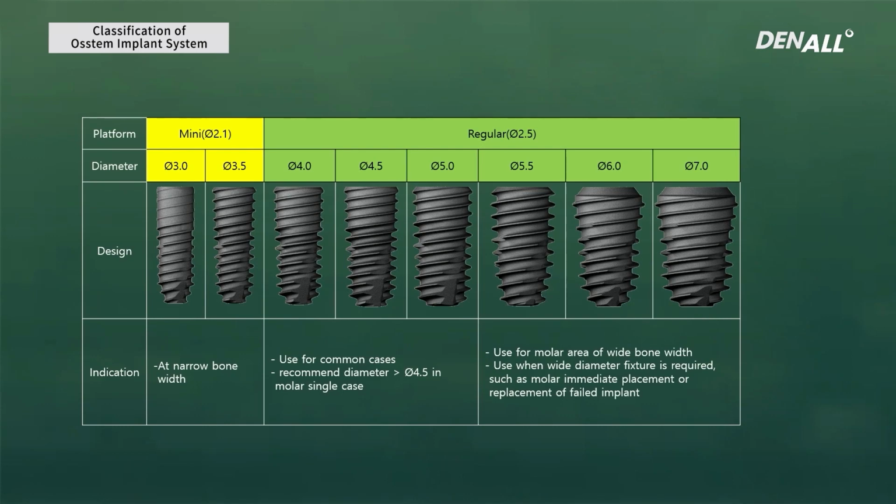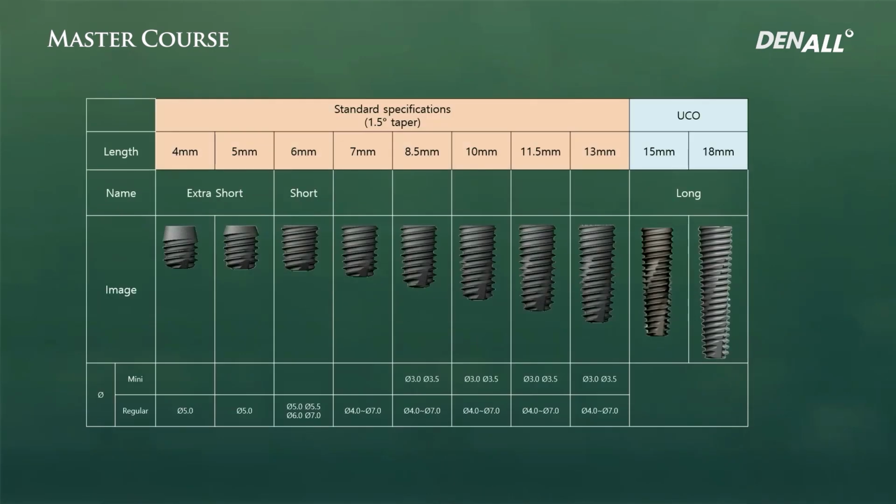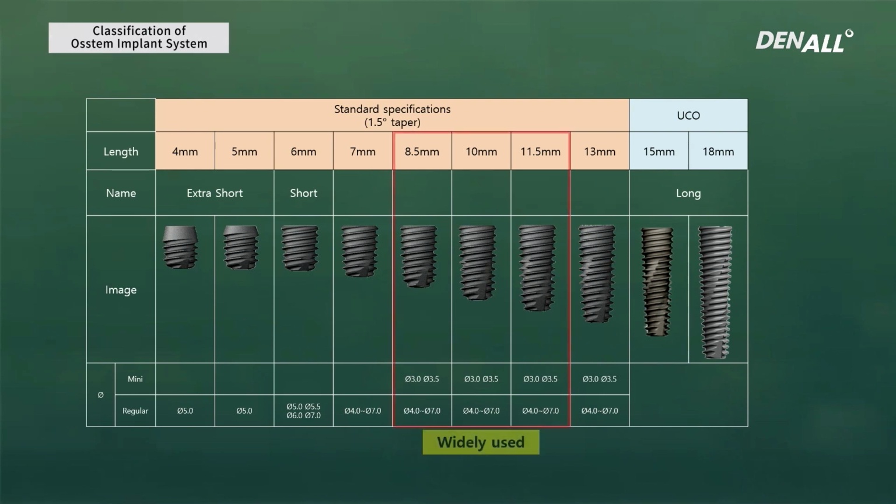Mini size and regular size platforms. 3.0, 3.5, the small platforms are mini. The diameters of 4.0 to 7.0, the implants have the same abutment connecting platform. Sub-length, extra short implants to long implants. We mostly use 8.5 to 11.5 implants.